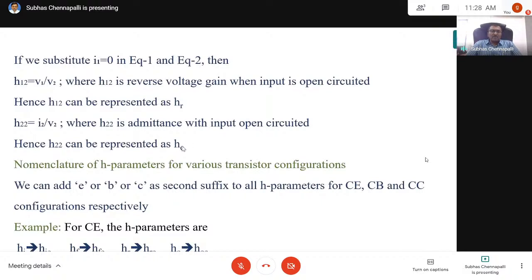For these four hybrid parameters, if I add the suffix E, that becomes common emitter. If I add B, that becomes common base. If I add C, that becomes common collector. For common emitter, HI becomes HIE, HF becomes HFE, HR becomes HRE, HO becomes HOE. Like that, you can write for common collector and common base. So the analysis is general; at the end you can make it specific based on the configuration.